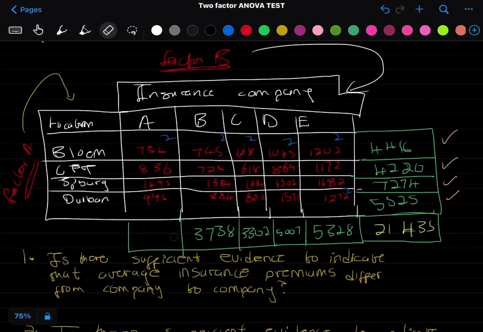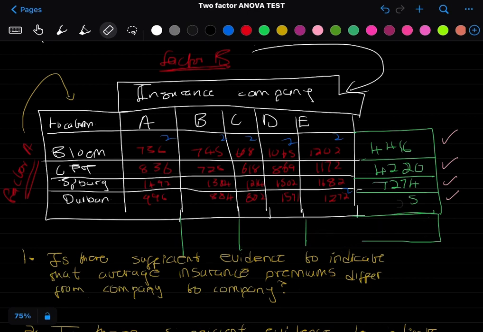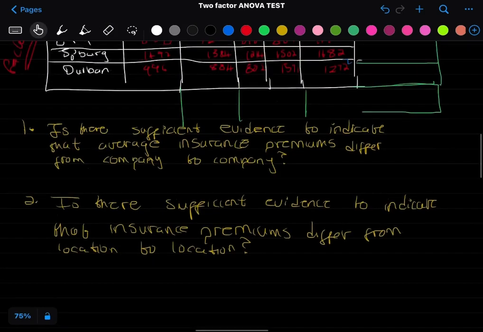Let me just rub off this data first. So the questions that we have here is: is there sufficient evidence to indicate that average insurance premiums differ from company to company? Is there sufficient evidence to indicate that insurance premiums differ from location to location?